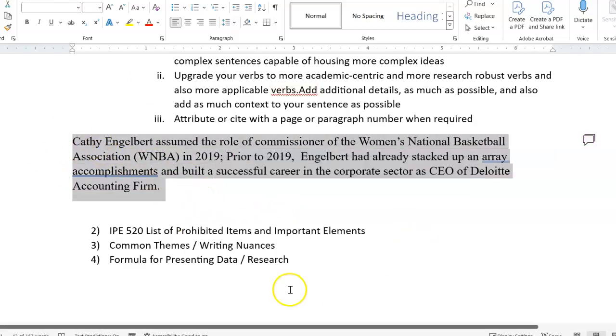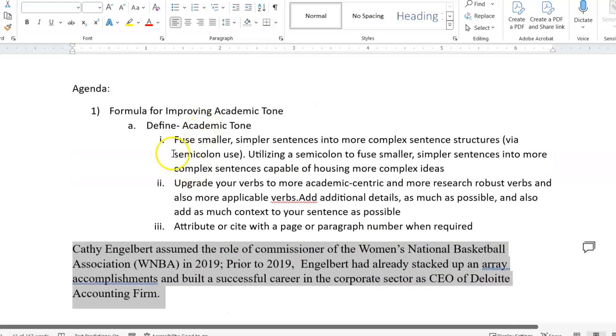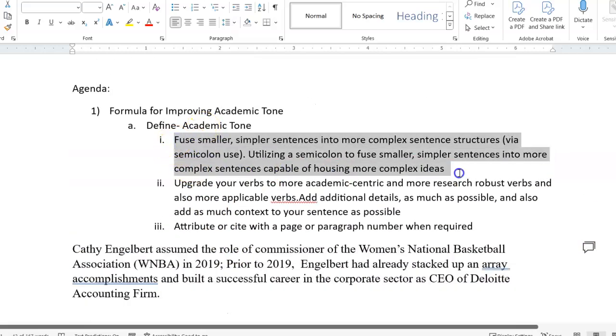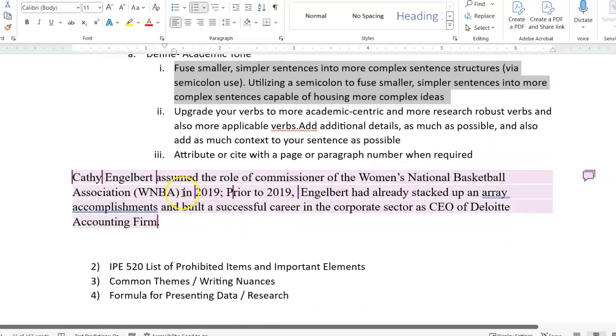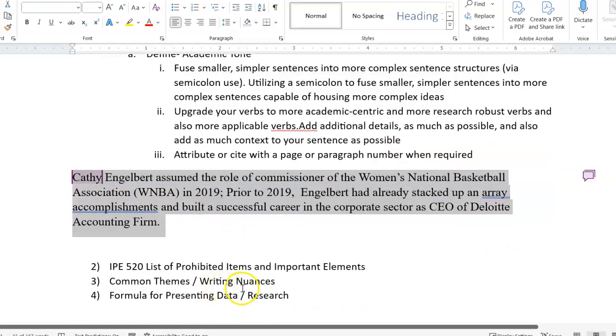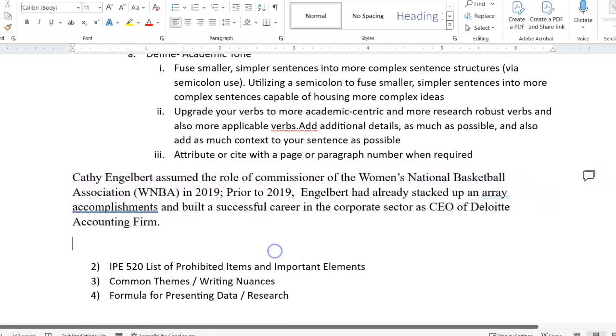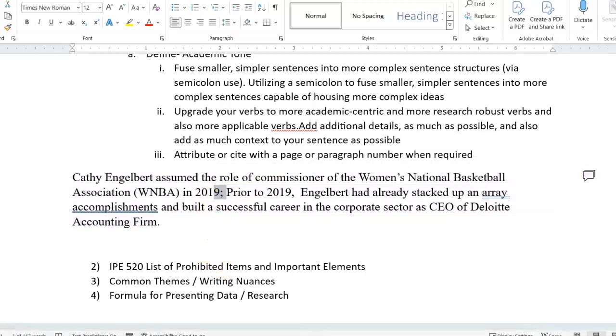We simply used step one of the improving academic tone formula, used a semicolon here in the sentence to fuse two smaller sentences into a more complex sentence structure. Because the before and after of the semicolon are both complete sentences with a complete thought, a subject, and a predicate, it's easy to put the semicolon there to glue them together.